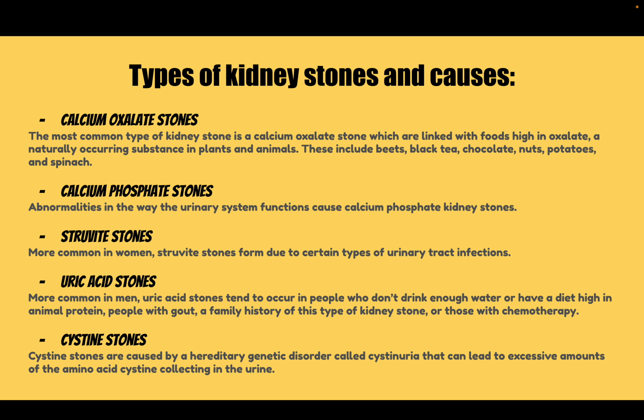Uric acid stones. More common in men, uric acid stones tend to occur in people who don't drink enough water or have a diet high in animal protein, people with gout, a family history of this type of kidney stone, or those undergoing chemotherapy. And the cystine stones. Cystine stones are caused by a hereditary genetic disorder called cystinuria that can lead to excessive amounts of the amino acid cystine collecting in the urine.